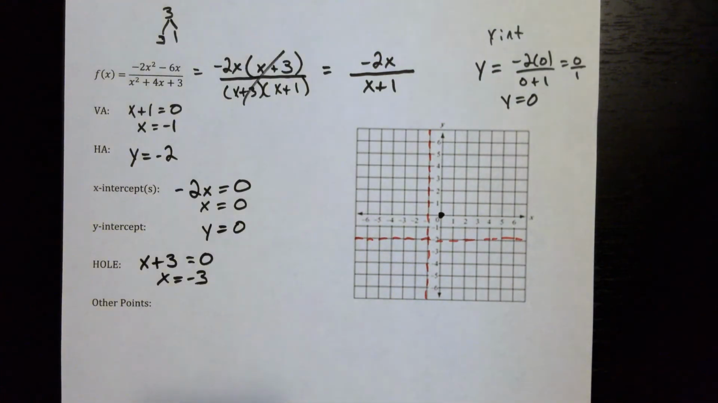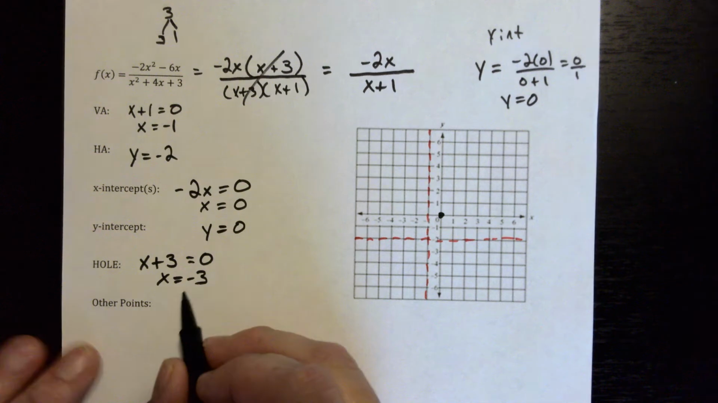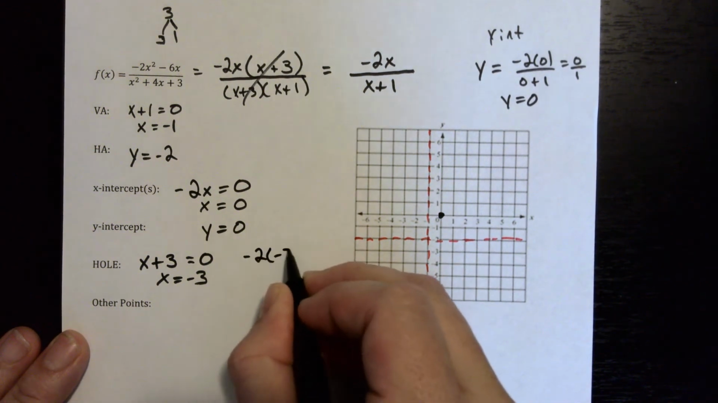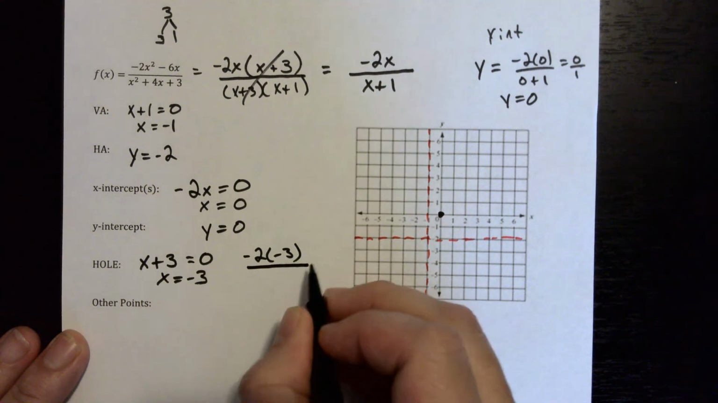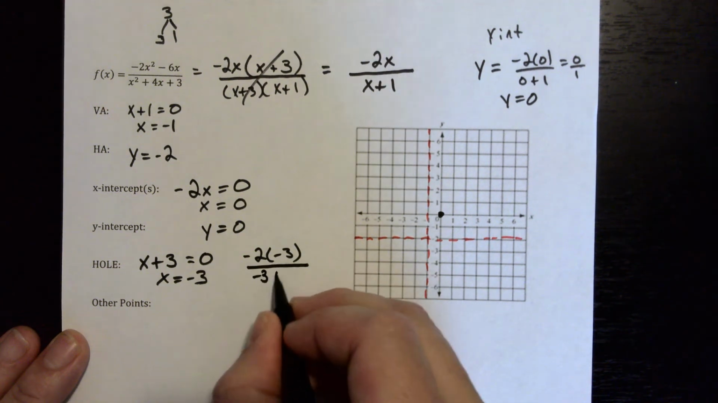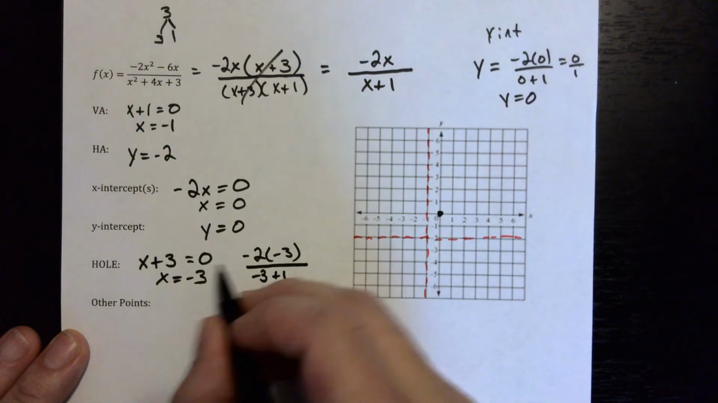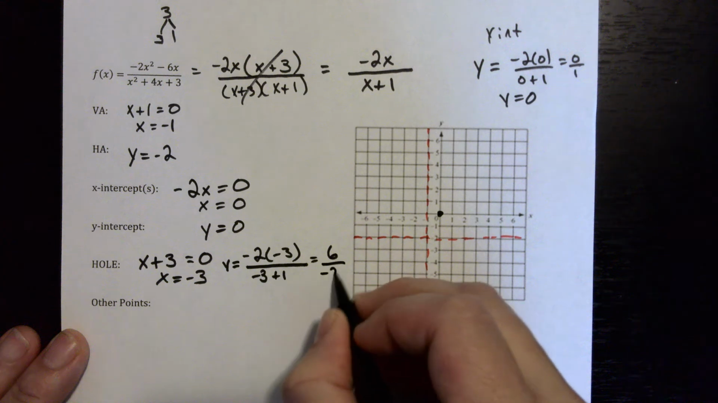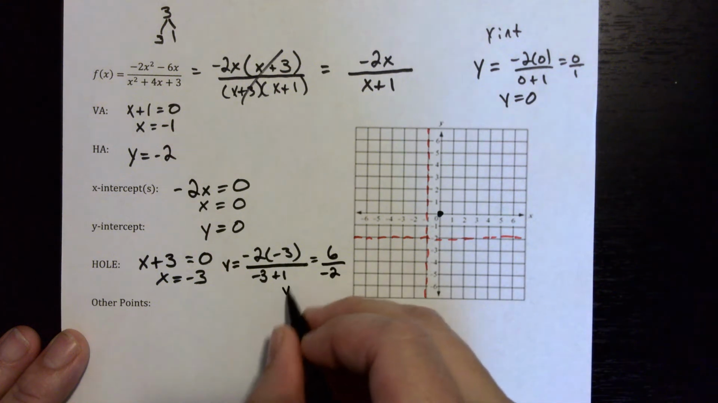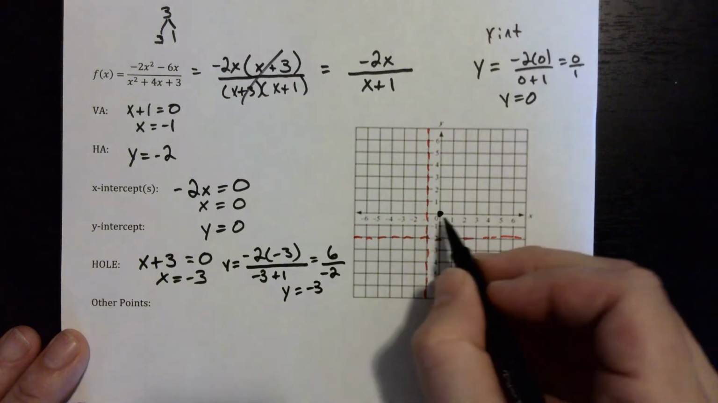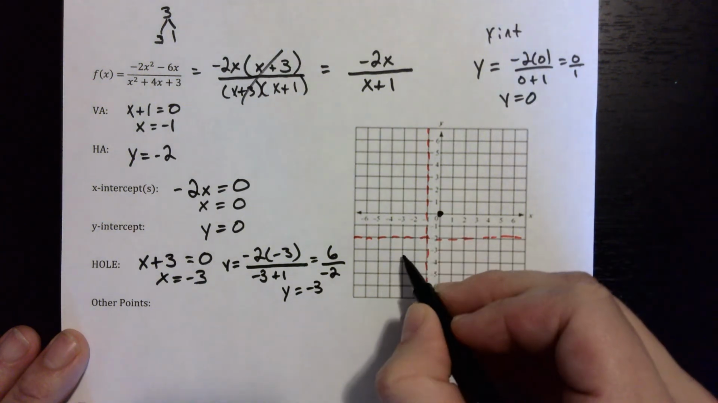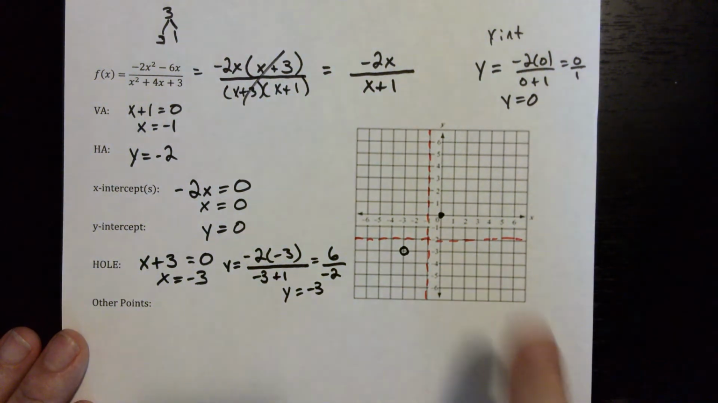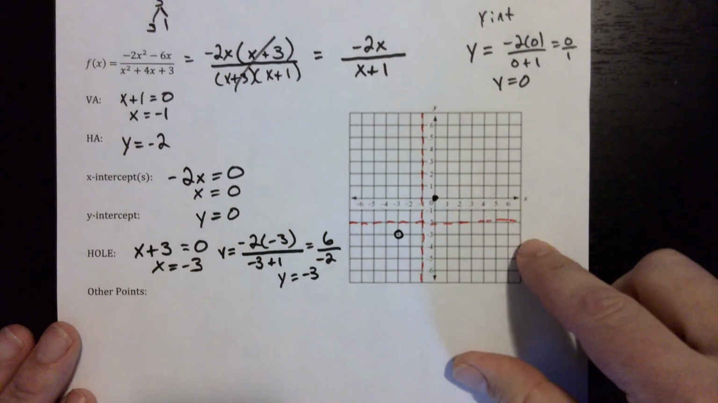Okay. Now we look at the hole. Let's plug this negative 3 into our simplified function to see what the value is. So I get negative 2 times negative 3 divided by negative 3 plus 1. So that is going to give me, let's see, a 6 on top and a negative 2 on bottom, which becomes y equals negative 3. So I go to negative 3 on the x, and then I go to negative 3 on the y, and I get a hole. Okay, so now we've already got one point on either side of this vertical asymptote.